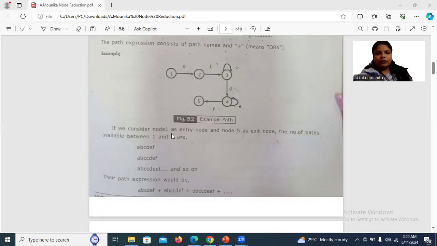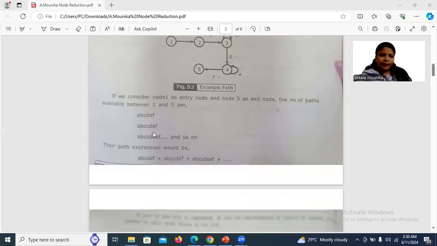So if we consider node 1 as the entry node and node 5 as the exit node, the paths available between 1 and 5 are, see the combination here: A, B, C, D, E, F. Next, A, B, C, C. Why C, C? Because the self loop is there again. A, B, C, C, D, E, F. Next combination is A, B, C, C, D, E, E. Why E again? Here the self loop is E again. So up to so on, we can take as many possible paths as there are.